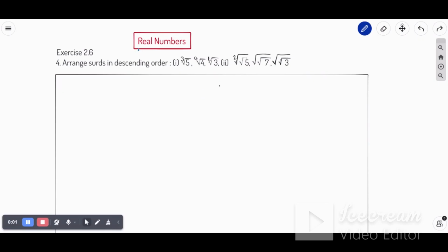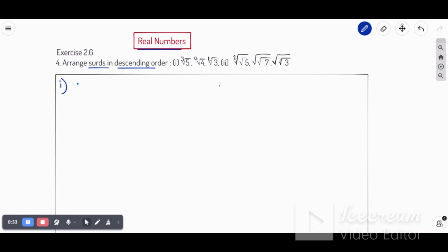Hi everyone, let us start with real numbers, exercise 2.6 and question number 4 today. In this question, you have to arrange the surds. You know the surds, right? Surds are what you get when you take the root of a rational number and end up with an irrational number. These are the surds given here, and you have to arrange them in descending order. Descending order means you put the biggest number first.